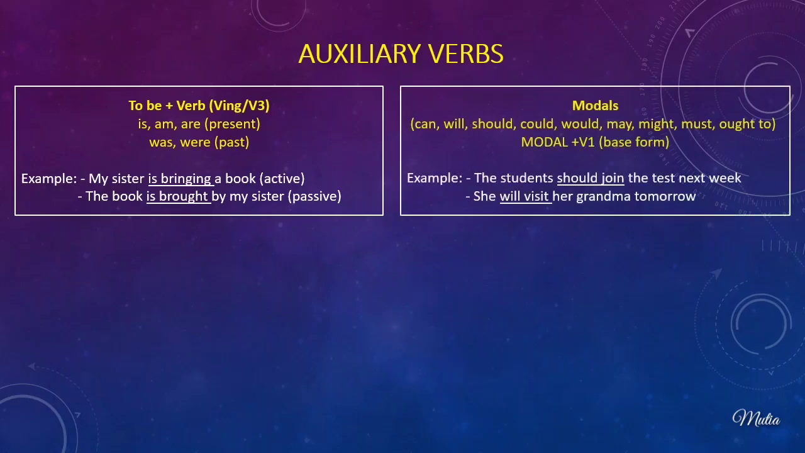The second one is modals such as can, will, should, could, would, may, might, must, ought to. Modal should be followed by verb 1 in the base form. For example, the students should join the test next week. In this sentence, the word should as a modal is followed by base form of a verb, join.